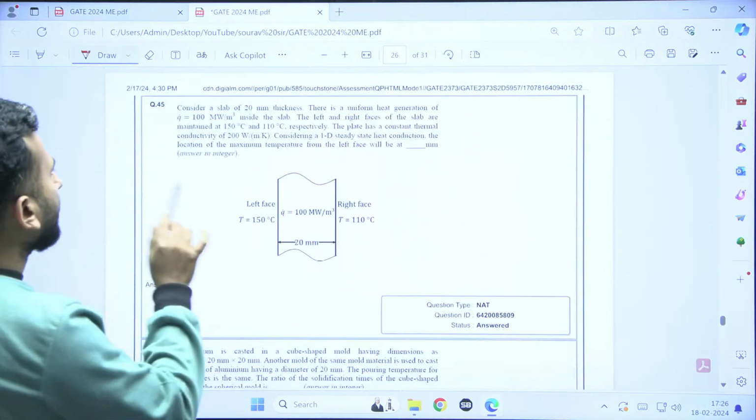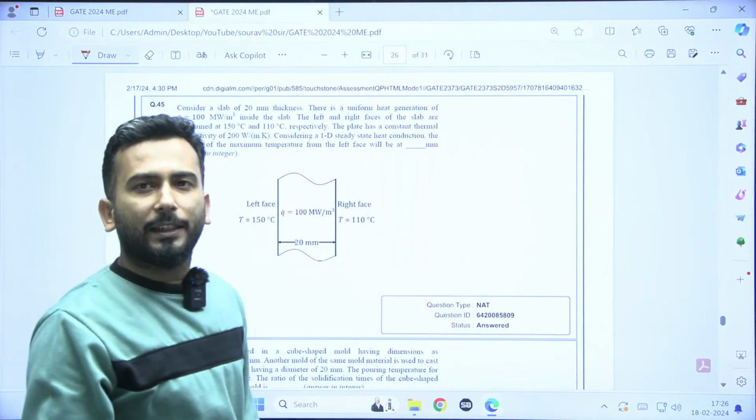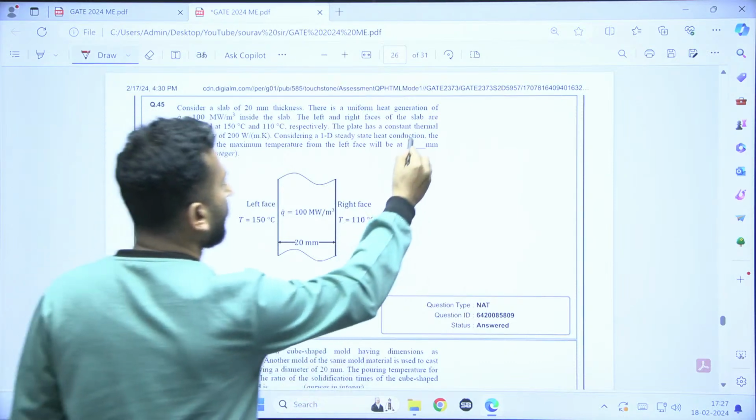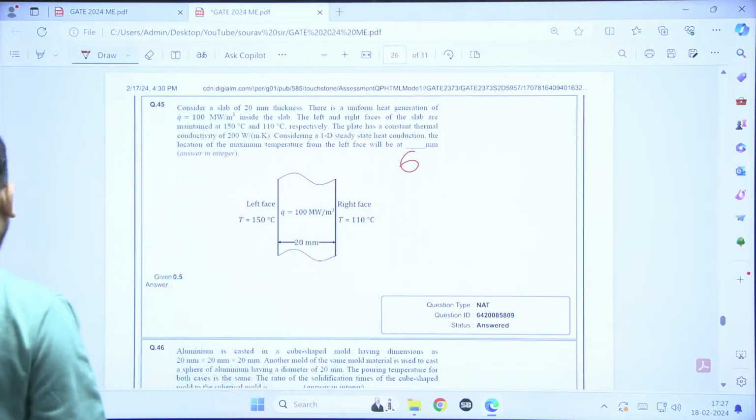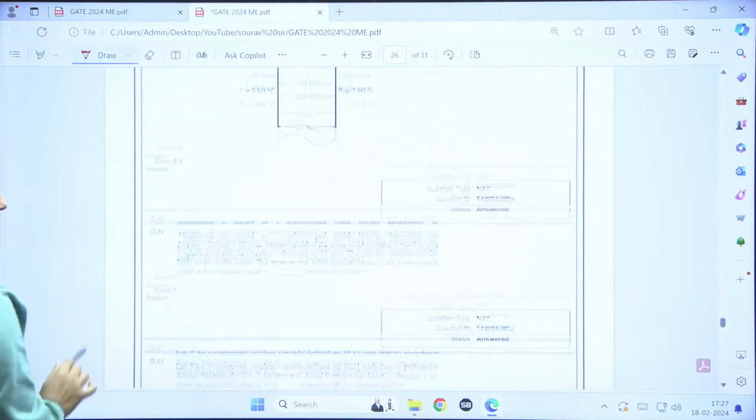Now a question on heat generation. Again, it's a regular question. If you are studying HT, you have studied generation. The answer for this will be 6 mm from the left face.